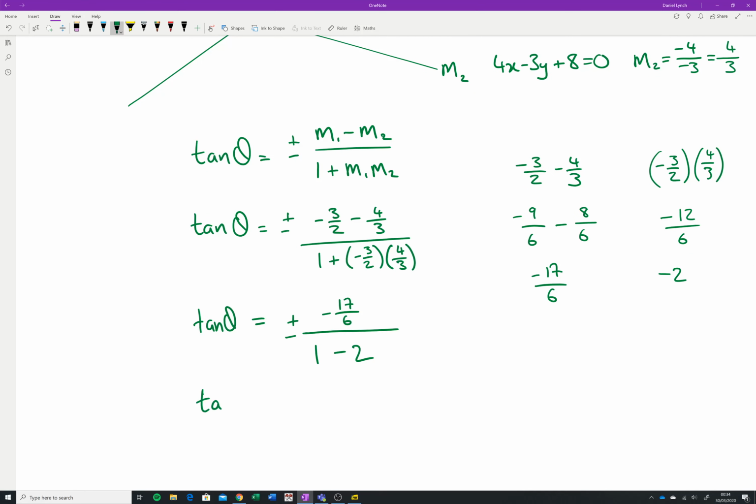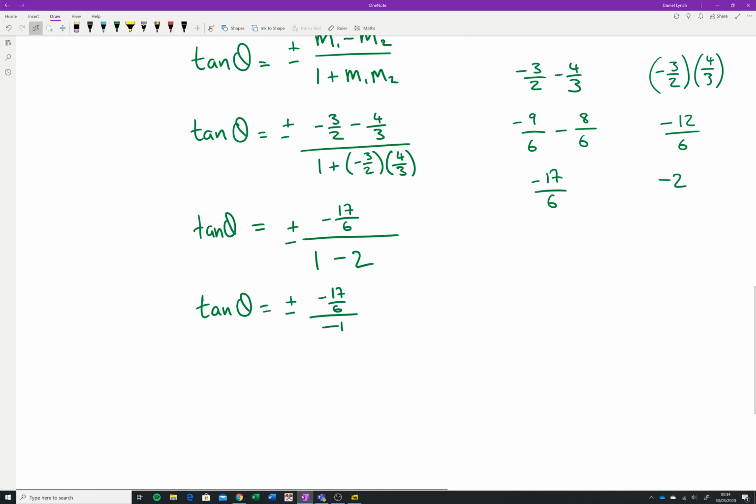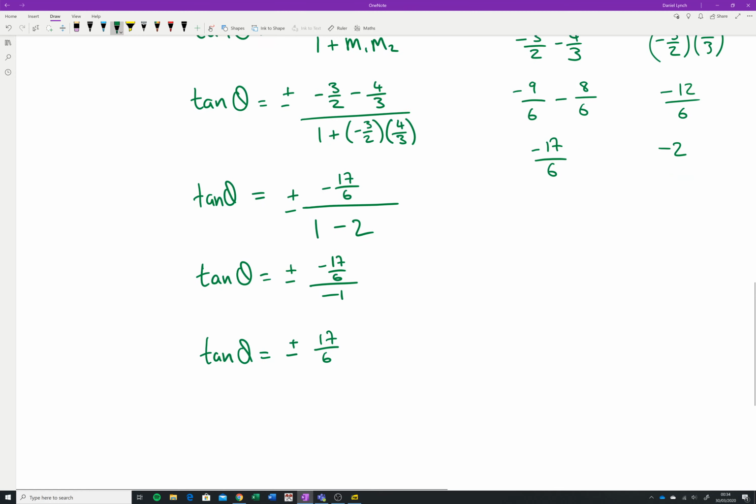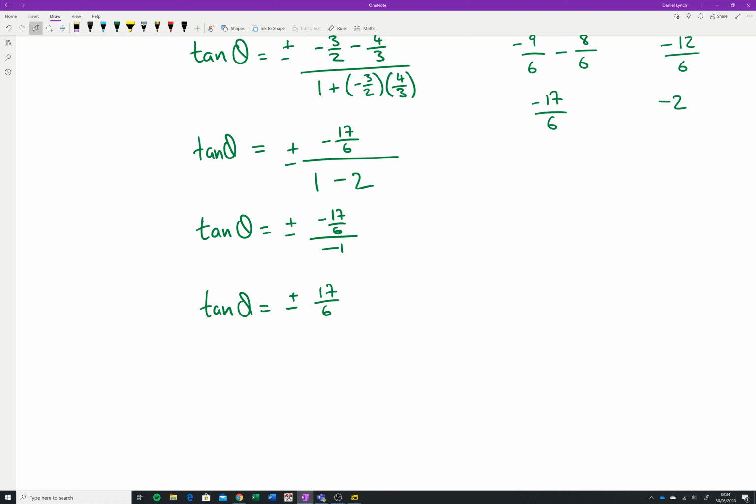So we have tan theta equals plus or minus minus 17 over 6 divided by minus 1. When you divide something by minus 1, when you divide by 1 it stays the same. When you divide by minus 1 it changes sign. So we just get 17 over 6. It wouldn't really have mattered about the minus there, because all that we're going to be dealt with is just the same thing, whether it's plus or minus.